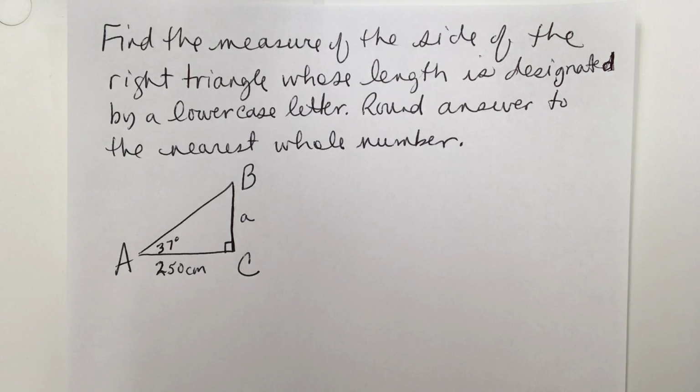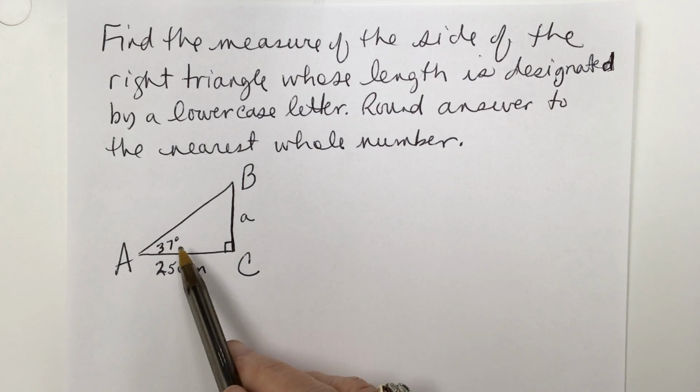In our previous problems, we've been given two sides and we've been asked to find a third side. But we don't have two sides, so we cannot use the Pythagorean theorem. So we will use one of our trig functions to help us determine the length of the side A.